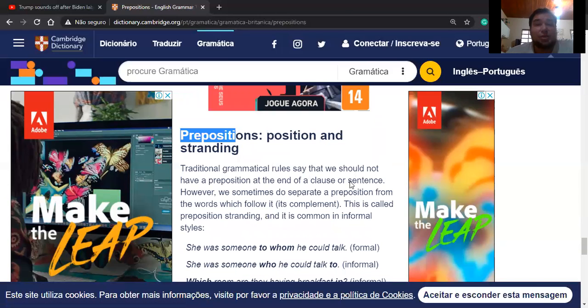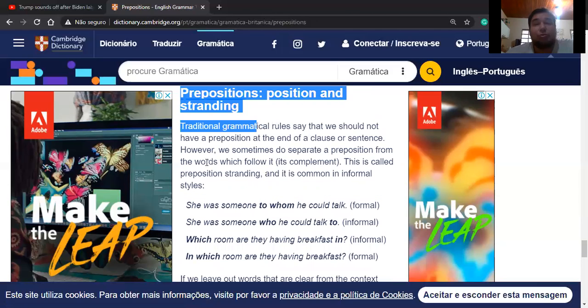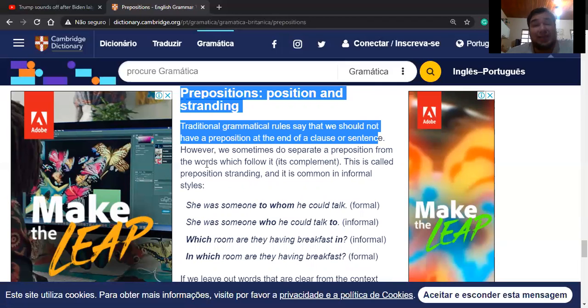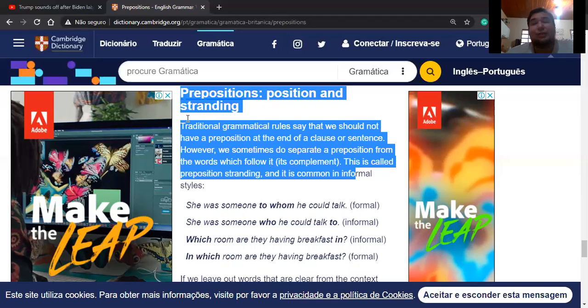Prepositions, position and stranding. Oh, stranding, outra coisa. Traditional grammatical rules say that we should not have a preposition at the end of a clause or sentence. However, we sometimes do separate a preposition from the words which follow it, its complement. This is called preposition stranding, and it is common in informal styles.